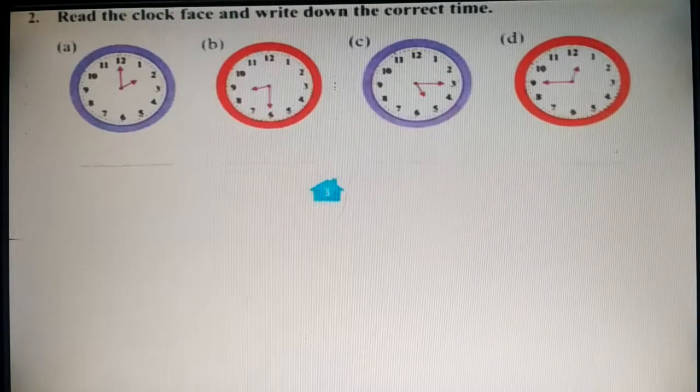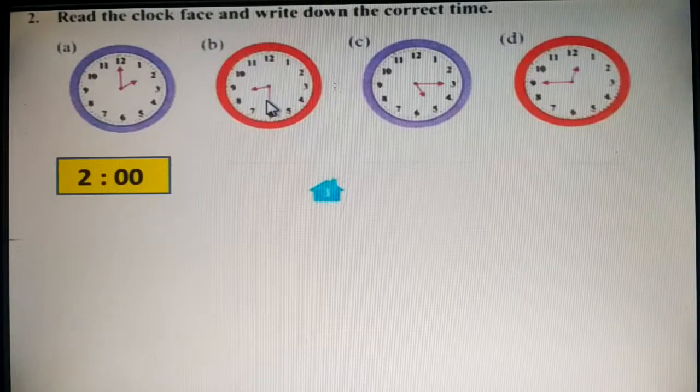Question number 2. Read the clock face and write down the correct time. क्लॉक को देखना है और उसके करेक्ट टाइम राइट करना है. In this one, hour hand is at 2, minute hand is at 12, time is 2 o'clock, or you can say 2. You can write it like this.